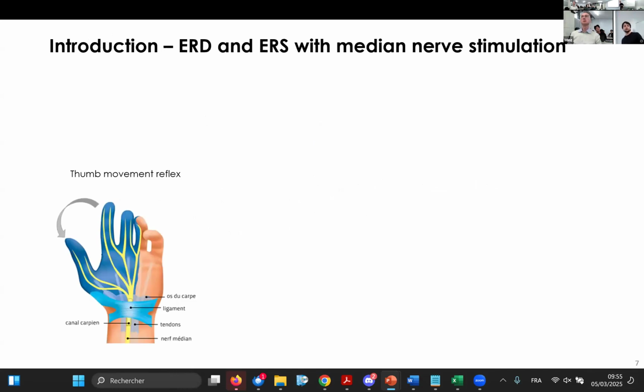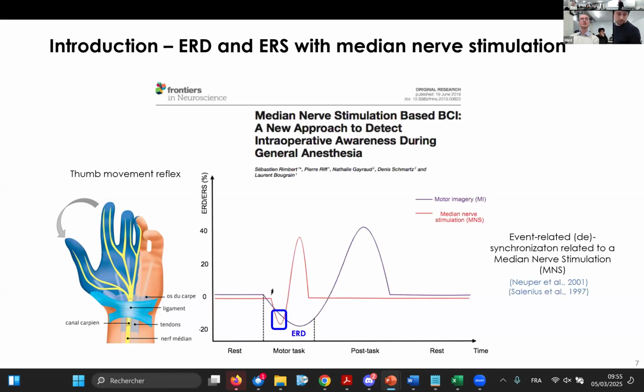Okay, median stimulation. So what is median stimulation? It is just an electrical low stimulation at this location between the two tendons. It's not painful for the subject. It's totally non-invasive. And when you stimulate the median nerve, you will generate a micro reflex movement between the thumb and the index like that. So each time you stimulate the median nerve, you generate a micro-passive movement. And over the motor cortex, you can also generate ERD and ERS patterns after the median stimulation.